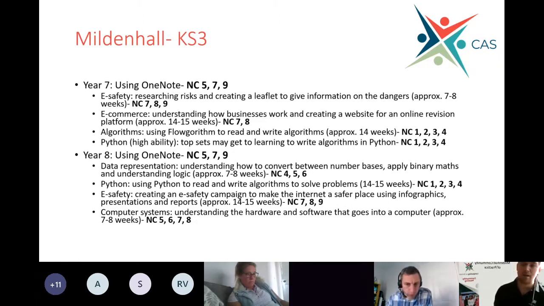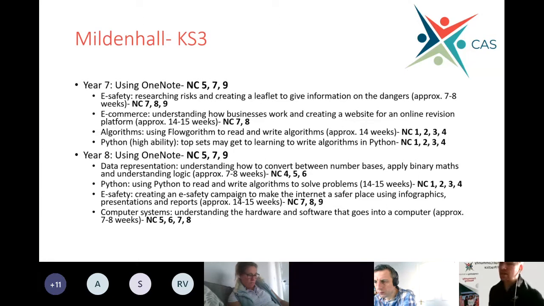So some of them might do online shopping and how you can keep yourself safe in that way, and some might go down looking at gaming and cyberbullying and the social media aspects. The aim there is that they have a client brief that they're trying to meet, and they then have to create a range of different documents. So we get them to create an infographic, a presentation, and a report.